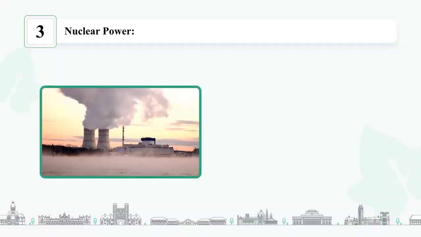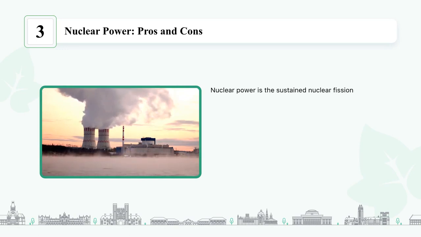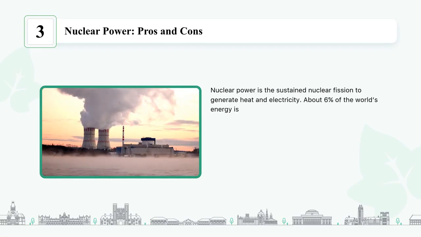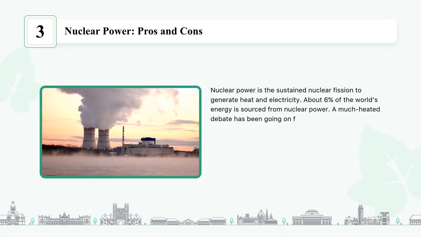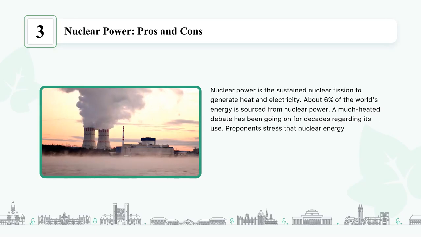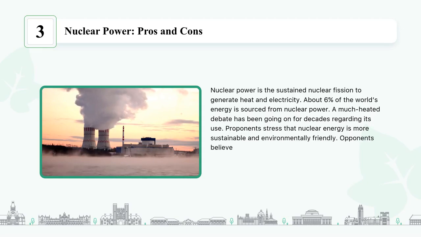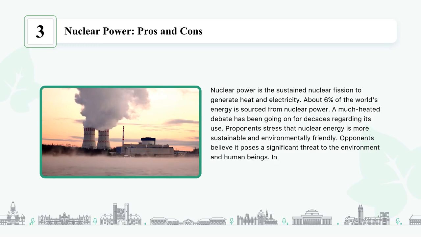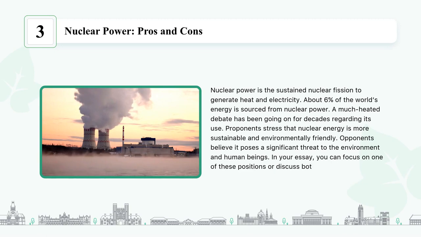Nuclear power, pros and cons. Nuclear power is the sustained nuclear fission to generate heat and electricity. About 6% of the world's energy is sourced from nuclear power. A much heated debate has been going on for decades regarding its use. Proponents stress that nuclear energy is more sustainable and environmentally friendly. Opponents believe it poses a significant threat to the environment and human beings. In your essay, you can focus on one of these positions or discuss both.